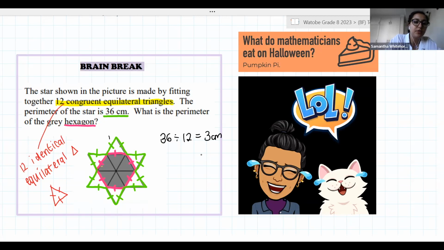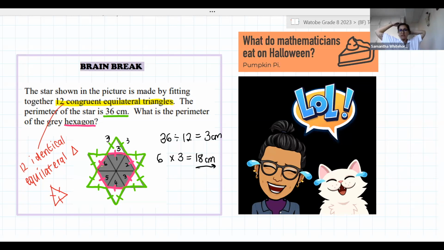Now that's very helpful to me because now I know that this is 3, and the pink lengths are 3. Now, if I add up how many pink lengths I have, I've got 1, 2, 3, 4, 5, 6. So I've got 6 pink lengths, each of them are 3 centimeters, so I can times that by 3, and I get that the perimeter of my hexagon is 18 centimeters.